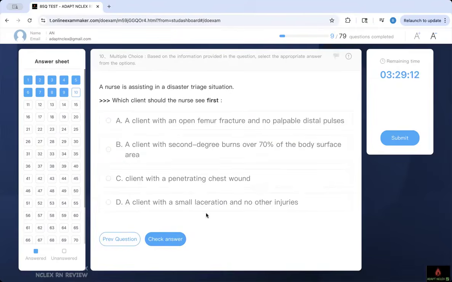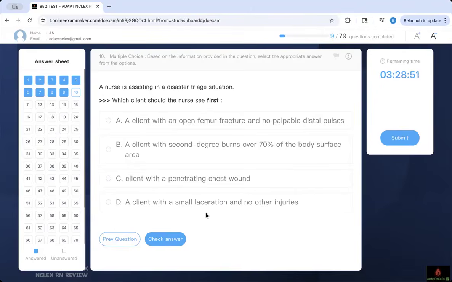And a nurse is assisting in the disaster triage. Which client should the nurse see first? Anybody who has what? Chest trauma is in trouble. That's the thing. Chest trauma and bleeding. That's all you do for triage. When you see a triage question, think about shock, airway, and chest trauma. Because when anything involves your chest, there's what? Airway problem and the bleeding.